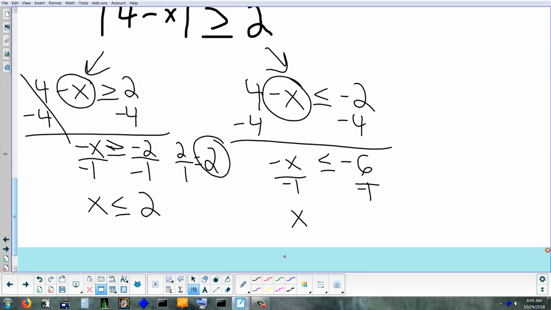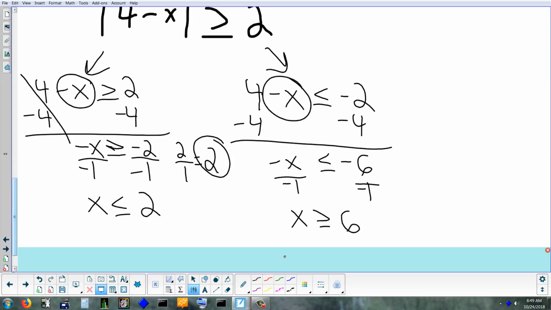Positive x. Flip the sign again, right? So that's what I was showing you guys when we were going over the steps. This is a double flip. I have to flip it because it's part of my steps. I have to flip it again because I divided by a negative. Allie? So it would be greater than or equal to 6. Greater than or equal to 6.